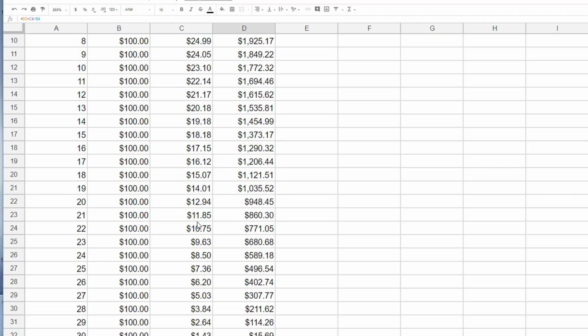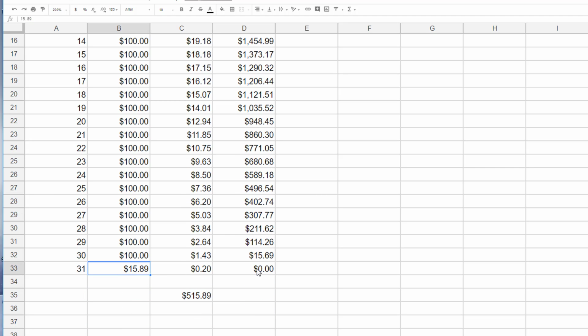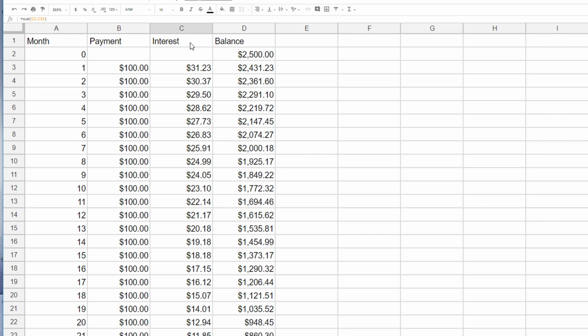As this continues, eventually you will pay it off. And in this example, paying $100 a month, you've paid $515 total in interest.